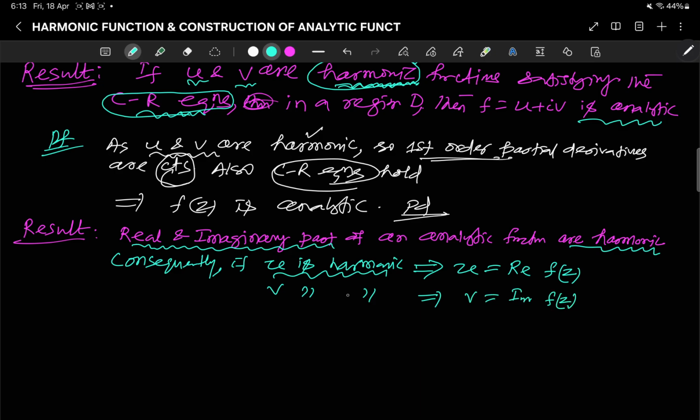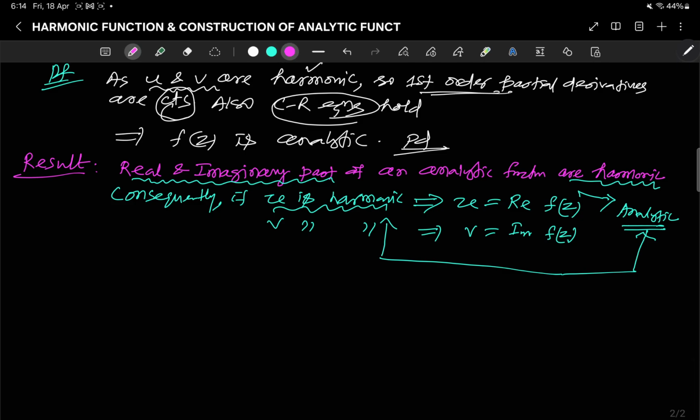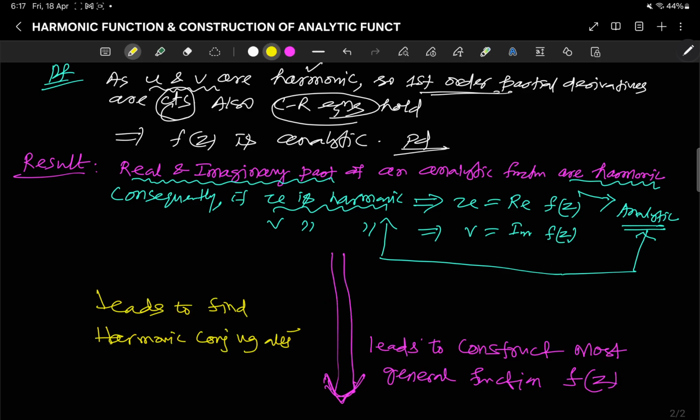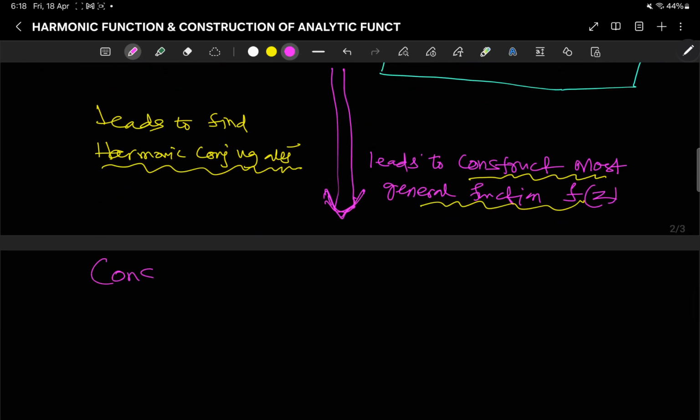So the harmonic behavior will lead you to this f(z), which is analytic, the most general analytic function. So this harmonic behavior will connect you to the analytic function. That means if one part is given, we can find the other part, and in view of this we are in a position to construct the analytic function. So this idea will lead to finding the harmonic conjugates if one part is given, as well as to constructing the most general analytic function f(z). So now coming to the construction of the analytic function.